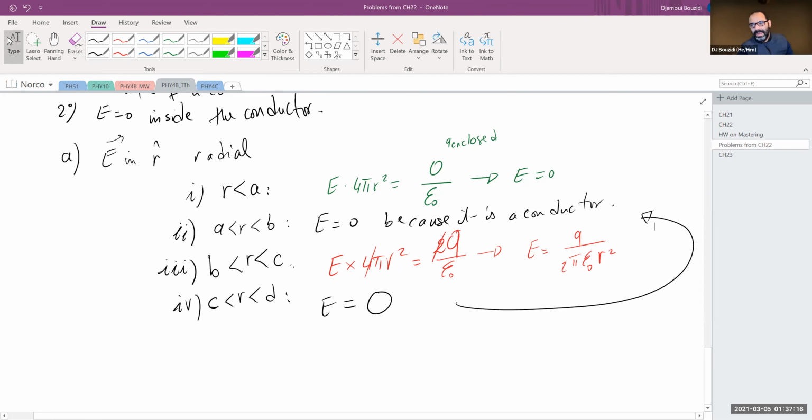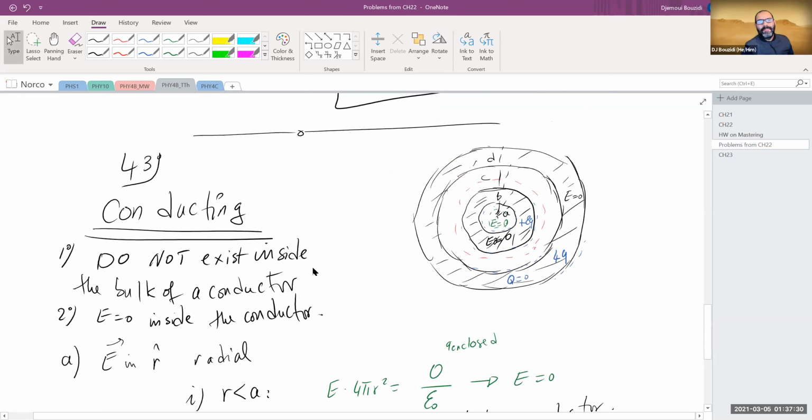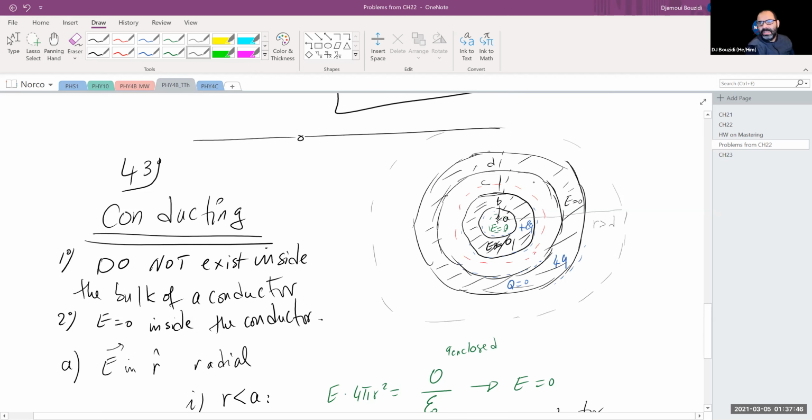Okay. And probably the last one is 5. 5 is for R greater than D, way outside. Now we have to do some Gaussian surface, okay? So which color we didn't use? We used green, so let's use this color in here. So now we are here. So this is the surface. We are at a distance away from the center, distance R more than D. This is D, by the way, the outer surface in here.